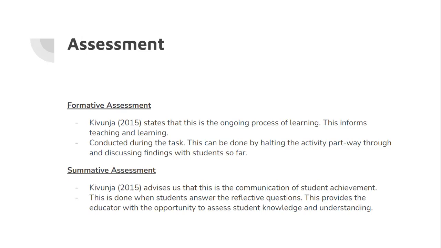Summative assessment is the communication of student achievement. This can be done when students answer the reflective questions, and this provides the educator with the opportunity to assess student knowledge and understanding.